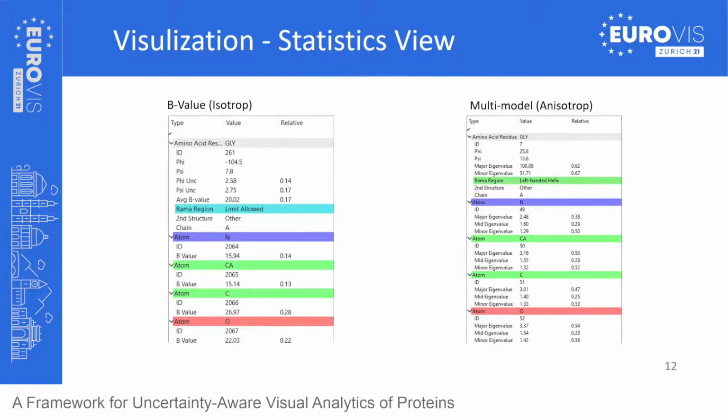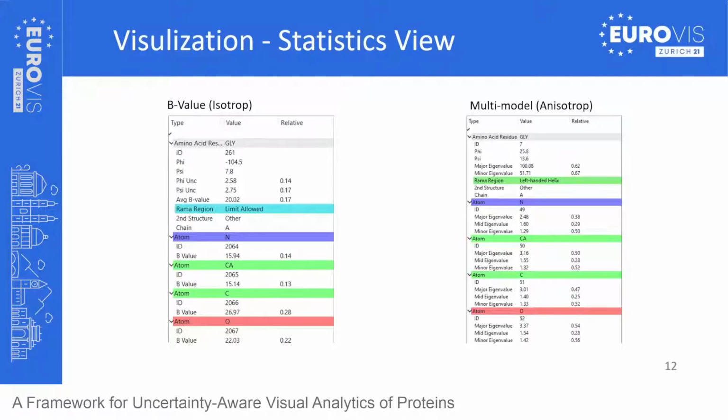On this slide, the statistics view for isotrope models can be seen on the left, as well as for anisotrope models on the right. Here a glycine amino acid was utilized. The top part of each statistics view contains general information about the residue, like its ID, dihedral angles, minor and major eigenvalue regarding the dihedral angles, its Ramachandran region in the selected nomenclature, the secondary structure, and the chain if it's a multimer.